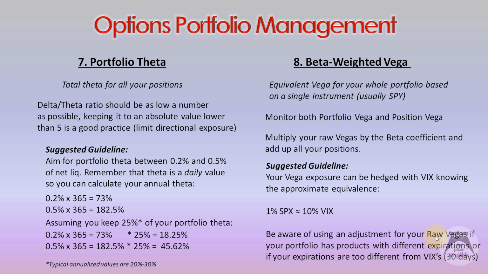I've already covered this in the lesson where I talk about the truth about calendar spreads and raw Vega. So if you want to check it out, you can. It's basically just be aware of your positions, which expirations they have, and whether they're very different among themselves, and also if they're very different from the 30 days that VIX uses.